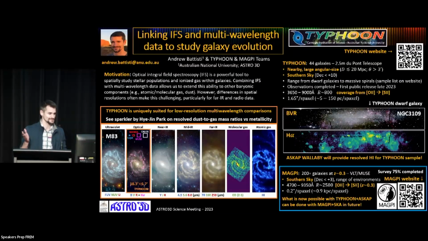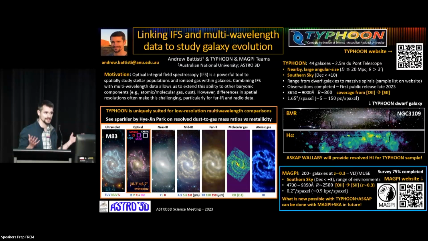We've heard a lot of reasons why multi-wavelength approaches are very good. Basically, we can study all the baryonic components of galaxies by doing this. Typhoon is really unique in that respect, and the reason for that is its massive field of view. That's illustrated in the bottom panel for M83, where the field of view is several arc minutes in size.